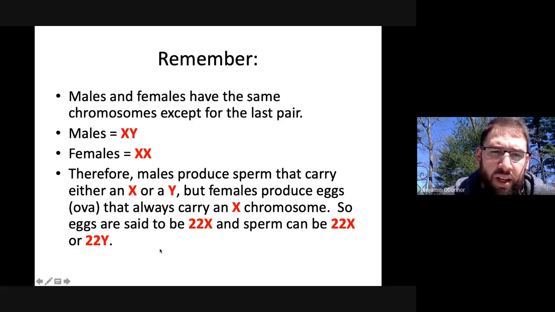Males that produce sperm can carry either X or Y. Because we have 2 different homologous pairs here, when we split that chromosome up in 2, males can either pass their X or their Y when they're making their gametes. Females only have X's, so they can only pass X's. So eggs are said to be 22X, and sperm can be either 22X or 22Y. Say you put an egg, which is 22X, and a sperm that is 22X together, you will get something that is 44XX. And that is considered a full genome.